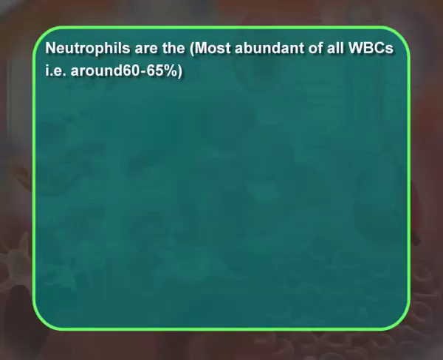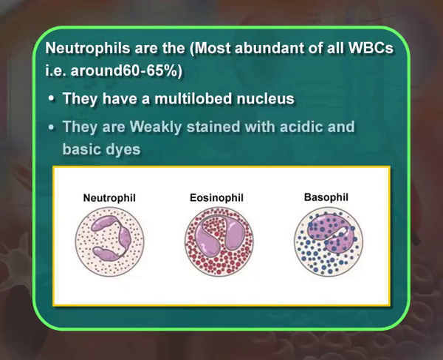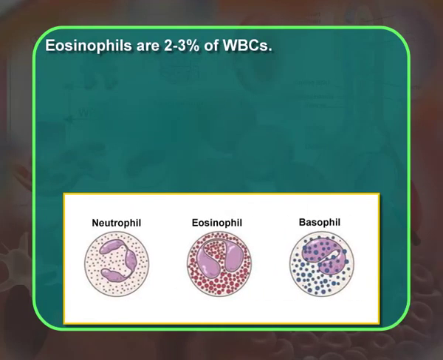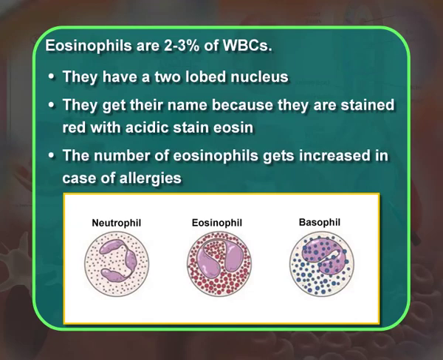Neutrophils are the most abundant of all the WBCs, that is around 60 to 65% of total WBCs, and as you can see in the figure, they have a multi-lobed nucleus. They are weakly stained with acidic and basic dyes and are phagocytic or engulfing in nature. Eosinophils are 2 to 3% of WBCs. They have a two-lobed nucleus and they get their name because they are stained red with the acidic stain eosin. The number of eosinophils gets increased in case of allergies.